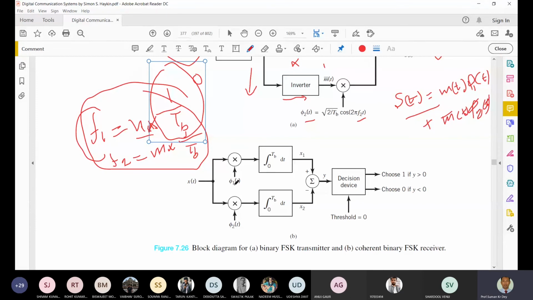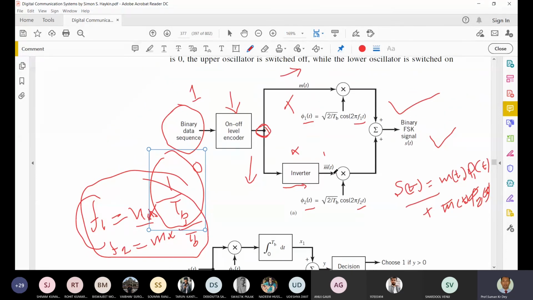And definitely, when we are generating the two frequencies through the two oscillators, there should be synchronization between F1 and F2. If there is no synchronization between F1 and F2, then there is a possibility of mismatching, and phase continuity will not be there if there is no synchronization between F1 and F2.